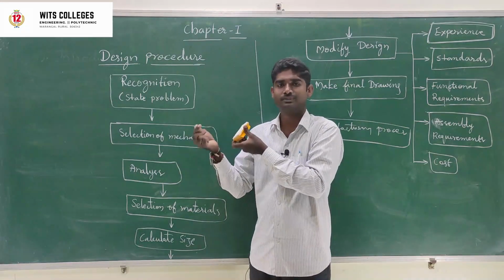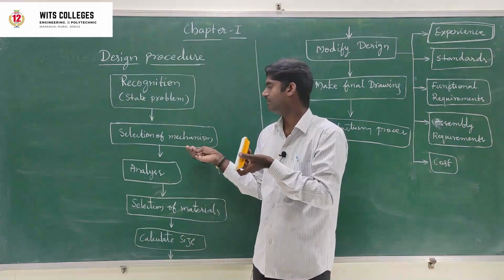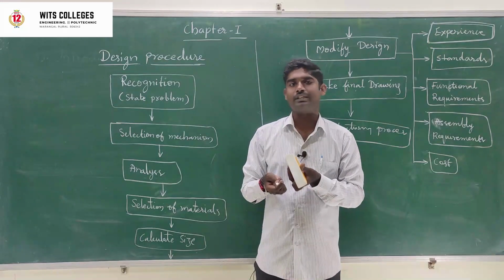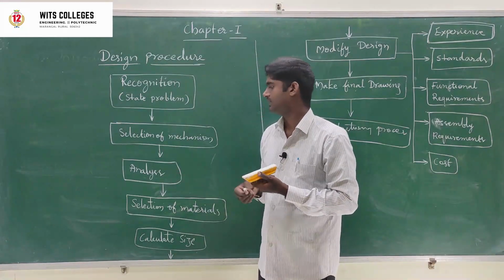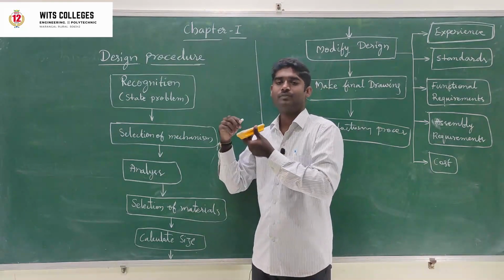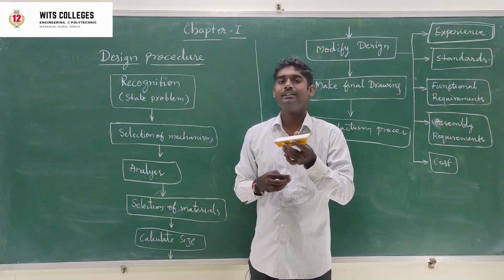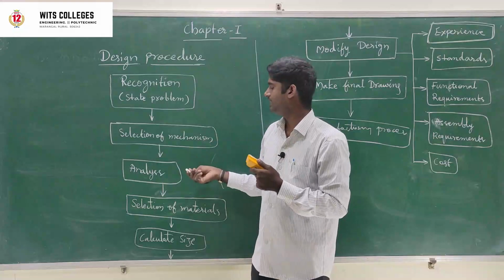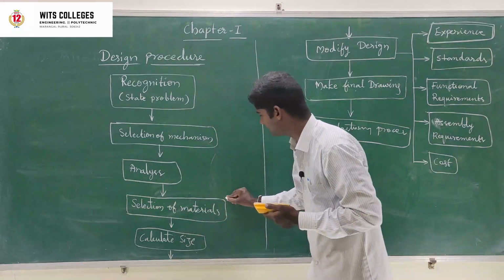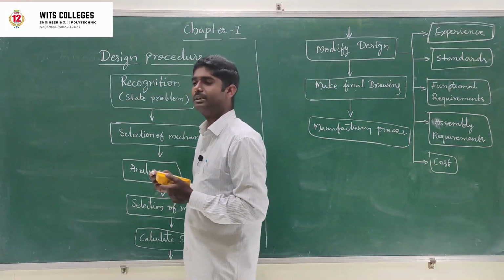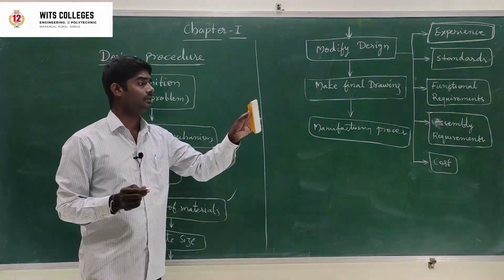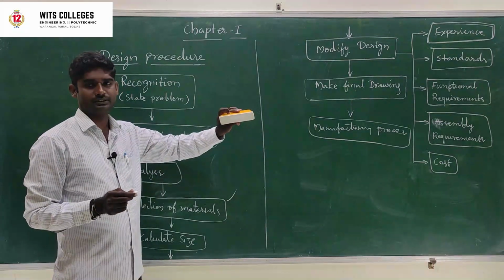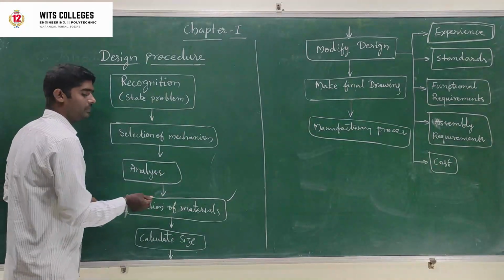There are different mechanisms. First, we select in this step. We select the mechanisms. What mechanisms are there? What are the requirements of the mechanisms? Next, analysis. We analyze whether these mechanisms and the problem are suitable or not. We analyze all those things. Next, coming to the selection of materials. In this duster there is a wooden material and cloth material, and we select the suitable materials. That is called selection of materials.